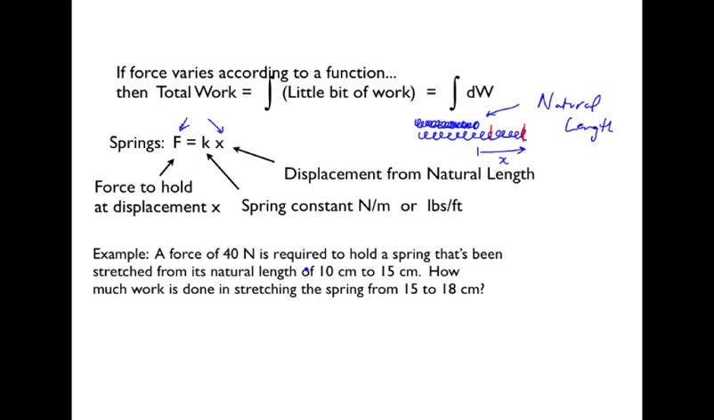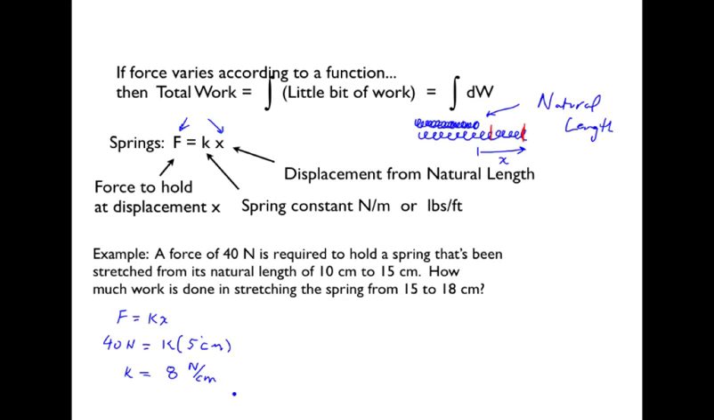So it says a force of 40 is required to hold a spring that's been stretched from its natural length of 10 centimeters to 15 centimeters. So that means the force is 40 to hold it at a displacement of what? 5. Everyone see that? We can just do the whole problem in centimeters, that's fine. Normally newton meters is your work unit, but we can do the whole thing in centimeters, so 5 centimeters. So therefore the spring constant is, it's easy, 8 newtons per centimeter.